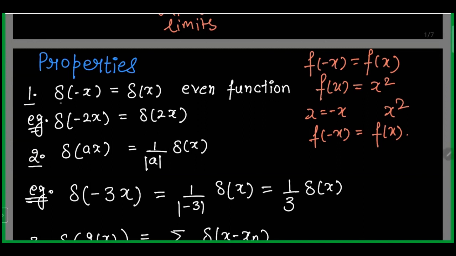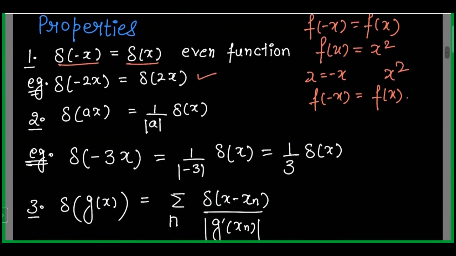If you put minus x, it will give you the same answer as if you put plus x. So always remember this: the Dirac Delta function is an even function. For example, delta of minus 2x equals delta of 2x, because you can simply ignore the negative sign. Very nice. If it is clear, let's move to the second property.